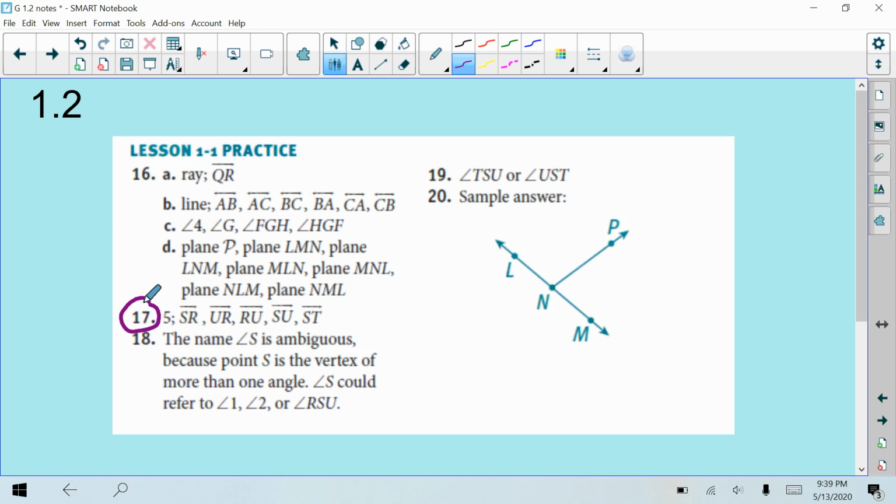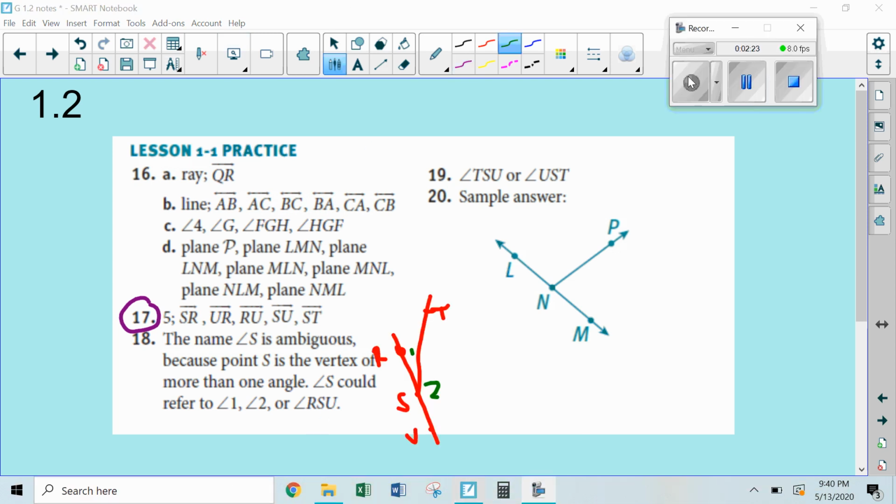18, explain why S is not an appropriate name for angle 1. So there is more than one way to draw it. So if you look at, let me find it real fast. Where's my recorder? Okay, now that I have this drawn, it makes sense. So the question was, I didn't have the picture. Explain why S is not an appropriate name for angle 1.